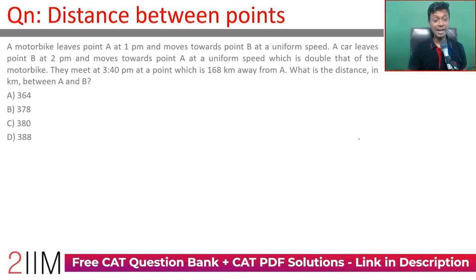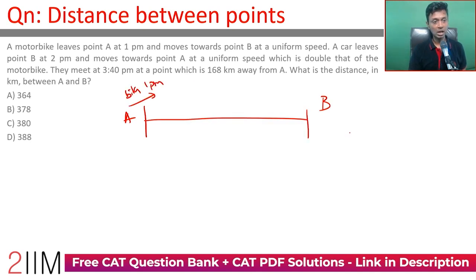A motorbike leaves point A at 1 p.m. and moves towards point B at uniform speed. And so A, B, bike leaves at 1 p.m. A car leaves point B at 2 p.m. and moves towards point A at uniform speed, which is double that of the motorbike. So motorbike travels at a speed of x, car travels at 2x. They meet at 3:40 p.m. at a point which is 168 kilometers from A. So they meet at 3:40 p.m. So 168 kilometers from A.